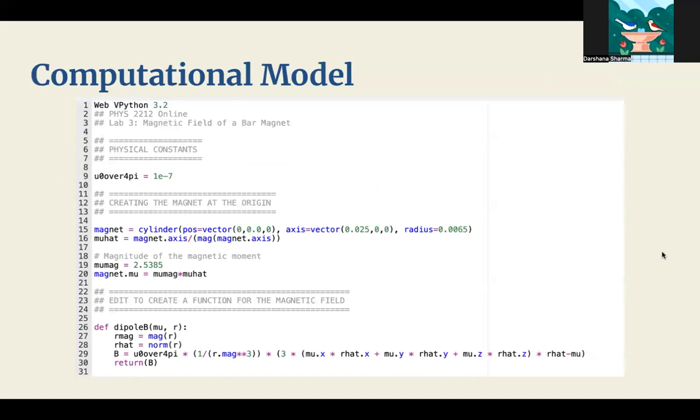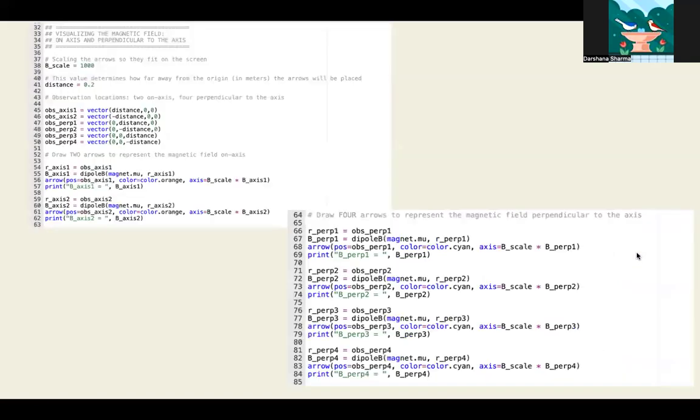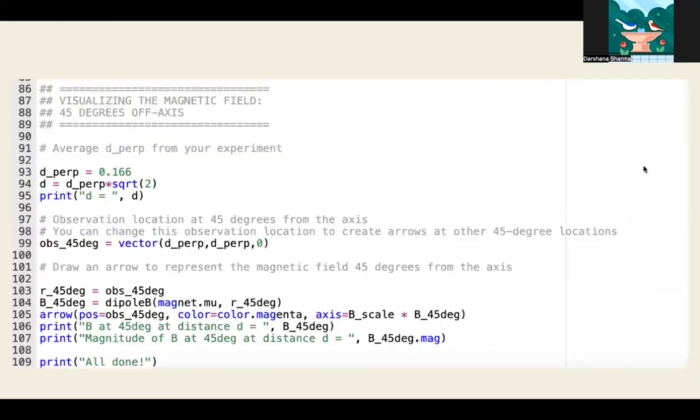For my computational model, first I calculate using my mu naught to get the magnitude of my mu, and then I get my magnet.mu by getting that magnitude and getting mu hat, and I create a function for the magnetic field using this mu value. And then I create 6 observation locations and I draw 2 arrows to represent the magnetic fields on axis, and draw 4 arrows to represent the magnetic field perpendicular to the axis. This helps me understand the direction of the force in relation to my bar magnet. And then I average my distance perpendicular for my experiment, and then I draw an arrow to represent the magnetic field at 45 degrees from the axis.